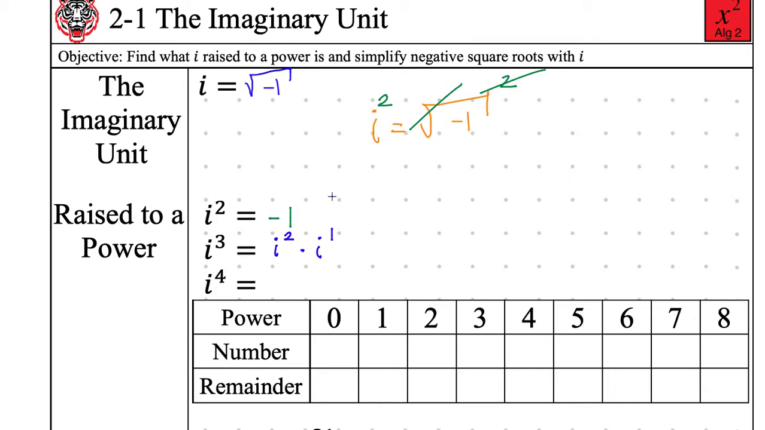Using this little trick, does anyone want to tell me what i to the power of 3 is? Can someone change i squared and i to the power of 1? Do you have your card, Ellery? Yeah, Ellery. It's still just -1. Careful. Well, what's i squared? Oh, that would be -1. So i squared is -1, and then i to the power of 1 is just i. So what's -1 times i? Negative i. There it is. Thank you. I'll take your card.